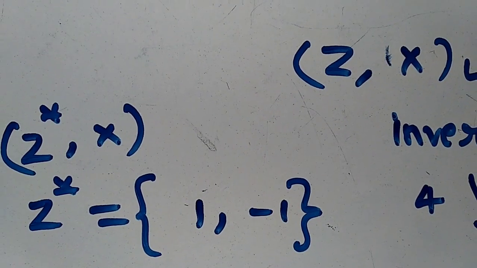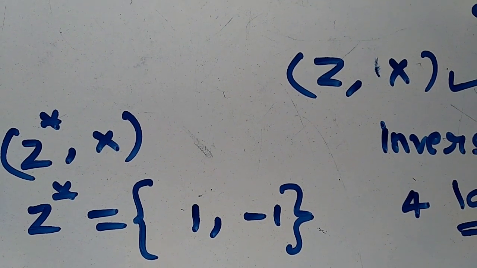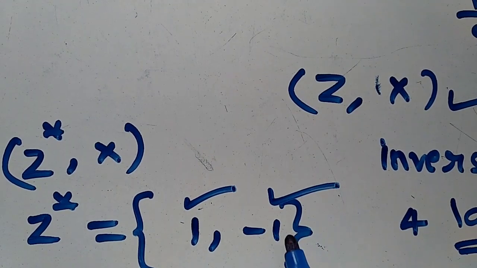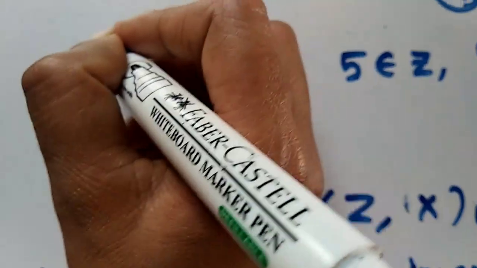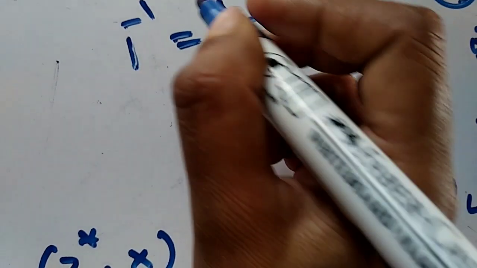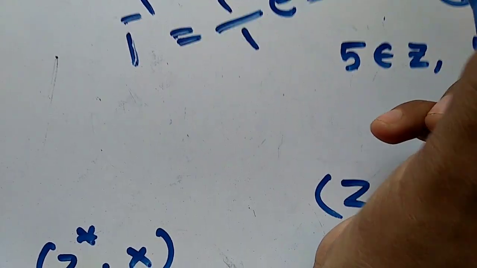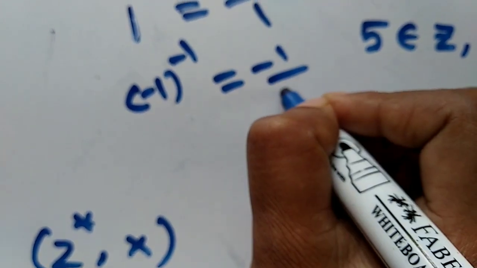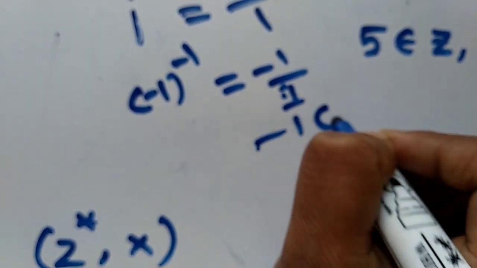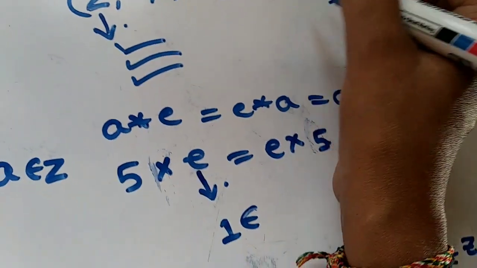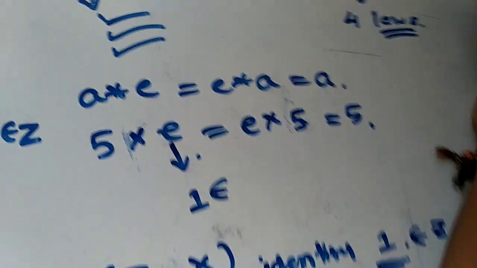Therefore Z star means what? This Z star contains only 2 elements, and those 2 elements are 1 and minus 1. Why? Just look here. The inverse of this 1 is 1 by 1, which is 1, and that also belongs to Z. If you take minus 1, the inverse of this is also minus 1, which also belongs to Z. Got it?